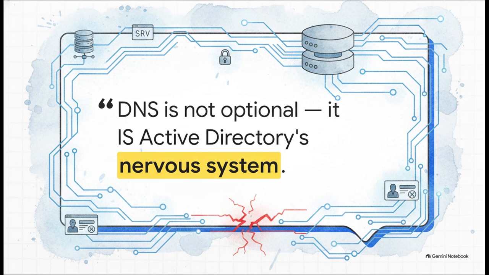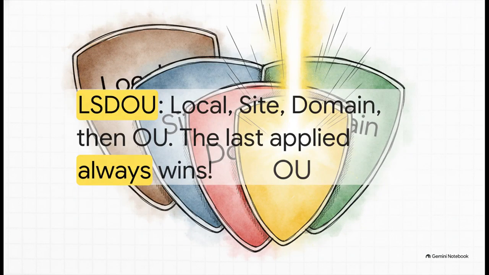If DNS breaks down, clients literally cannot locate a domain controller. That means user logins universally fail and directory replication just completely halts. It's that critical. Now let's talk about the rules. Group Policy Objects, or GPOs.